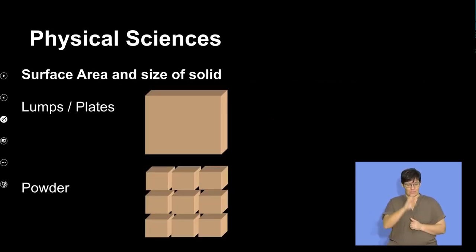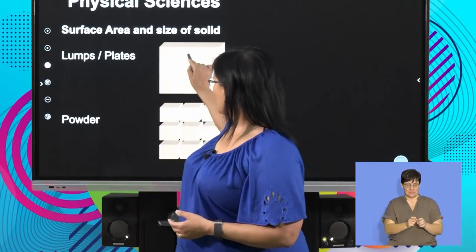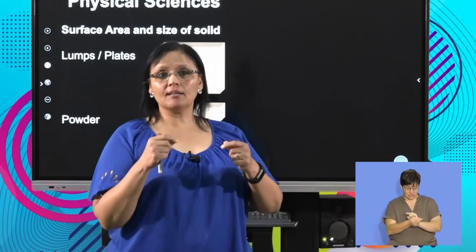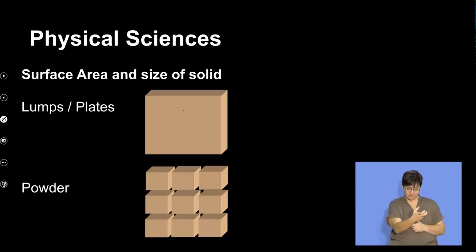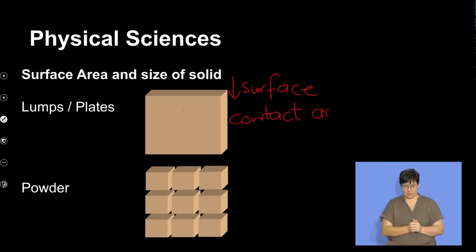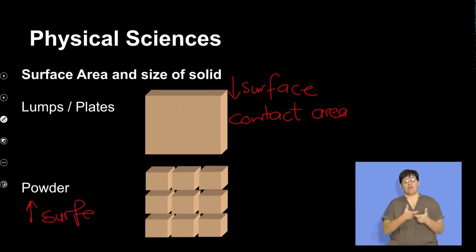Now, just as a reminder, I've got the same photo as before. In the first case, we've got a lump, and in the second case, we made the lump finer into powder. Remember, the bigger the lump looks, the smaller the surface area, because the surface area is actually the contact area where our collisions take place. So when we look at a powder, there's more contact area. So for a powder, we have a larger surface area.